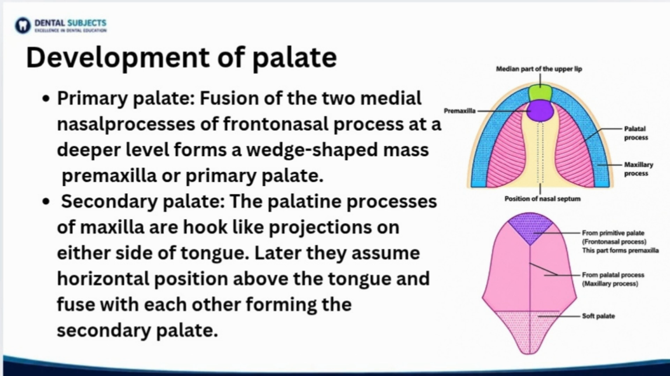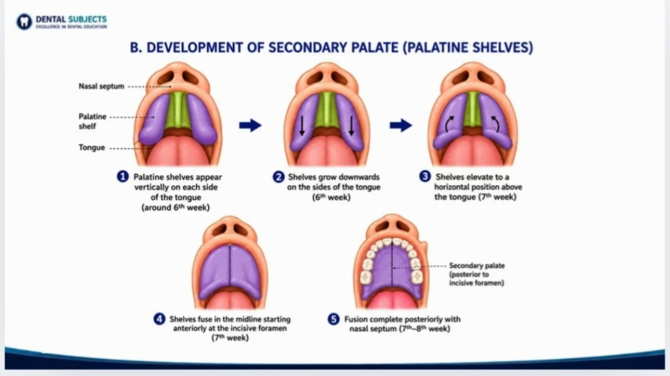It consists of primary palate and secondary palate. Primary palate is also known as the premaxilla. During the fusion of two medial nasal processes, it forms a wedge-shaped nose. This is known as the premaxilla. Then, from each maxillary process, shelf-like processes start to grow vertically towards the tongue. They are known as the palatal shelves.